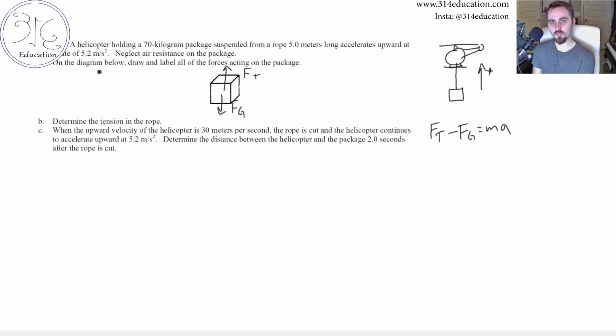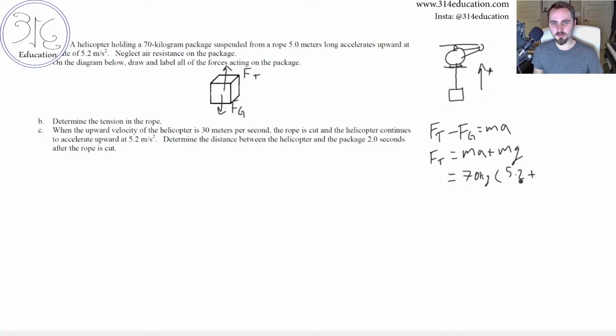We know this acceleration. We want to get Ft on its own. And so to do that, we'll just add Fg to both sides. Ft is equal to ma plus Fg, and we're going to plug in the definition of Fg, which is mg. And so that's going to equal, we can factor out our mass if we want, 70 kilograms times our acceleration, which is 5.2, plus g.